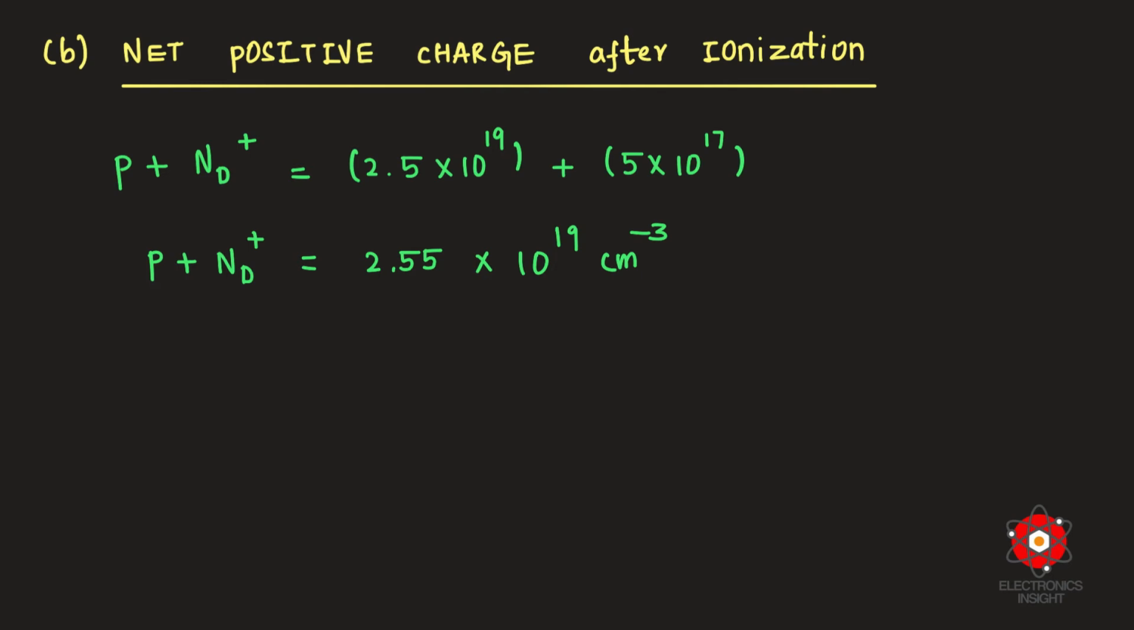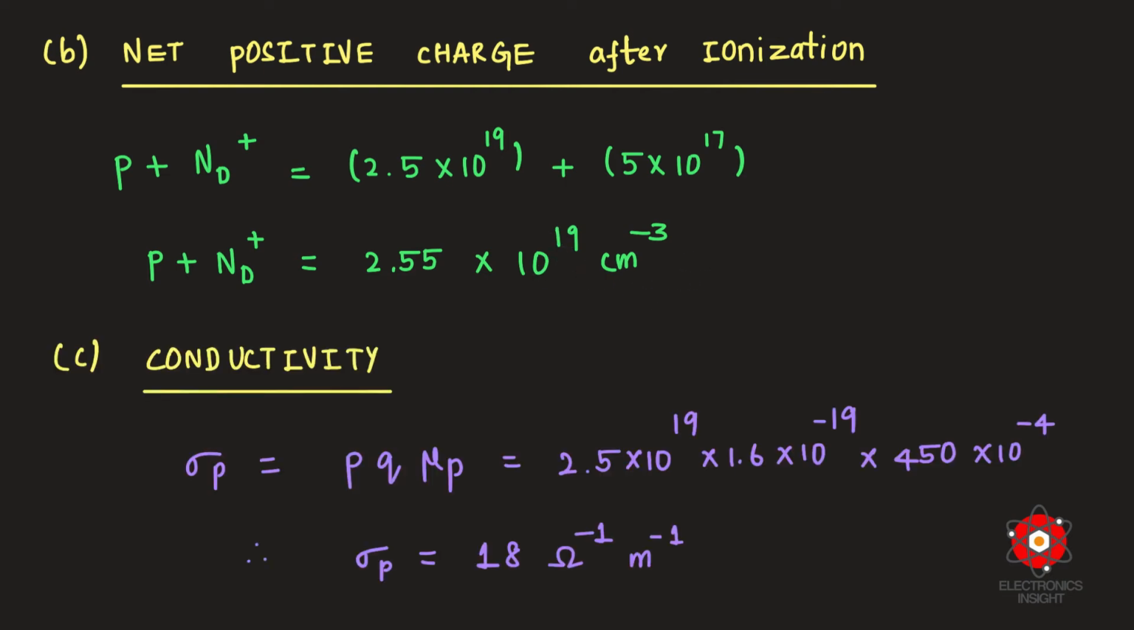And the second part was to determine the net positive charge after all the impurities got ionized. And this is also with respect to the charge neutrality concept, where we have understood what is the net positive charge from the equation, which is p plus Nd plus. So from the first part of this problem, we have identified what is the hole concentration, and the donor doping concentration is also given for us. So just add both of them. That will give us 2.55 into 10 to the power 19 per centimeter cube.